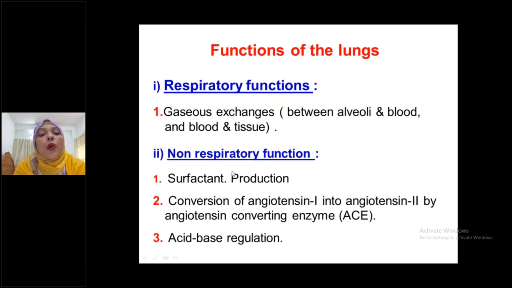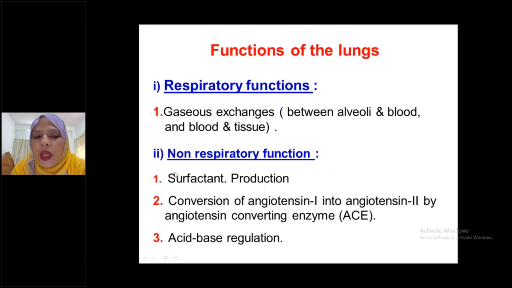Okay, now non-respiratory functions. Please students, be careful. This is a very important written and viva question. Give your concentration here, please. Non-respiratory function. First thing, surfactant production. What is surfactant?